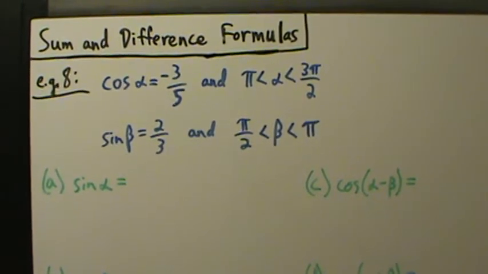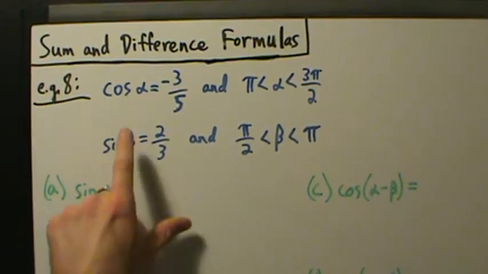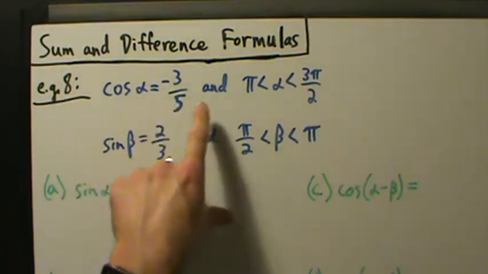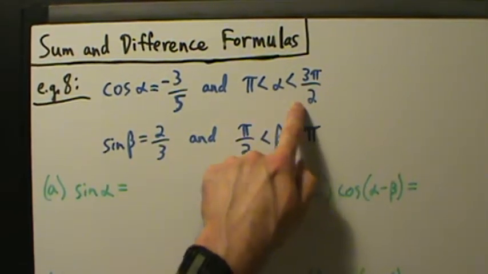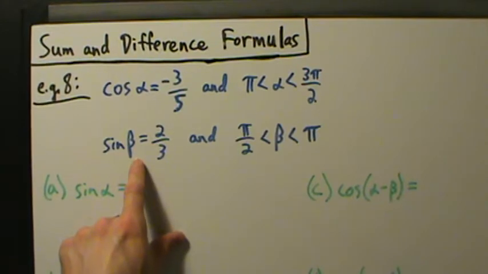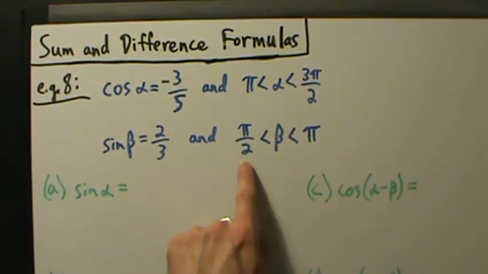Here's example 8 with sum and difference formulas. So we're given the cosine of alpha is -3/5 and alpha is between pi and 3 pi over 2. And we're given sine of beta is 2/3 and beta is between pi over 2 and pi.